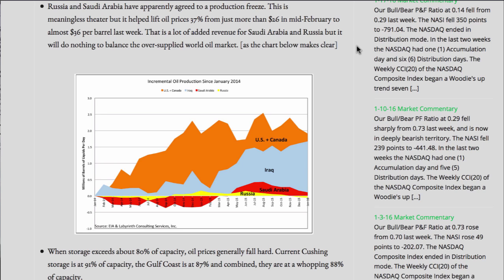That is a lot of added revenue for Saudi Arabia and Russia, but it will do nothing to balance the oversupplied world oil market, as the chart below makes clear. When storage exceeds about 80% of capacity, oil prices generally fall hard. Current Cushing storage is at 91% of capacity. The Gulf Coast is at 87%, and combined, they are at a whopping 88% of capacity.